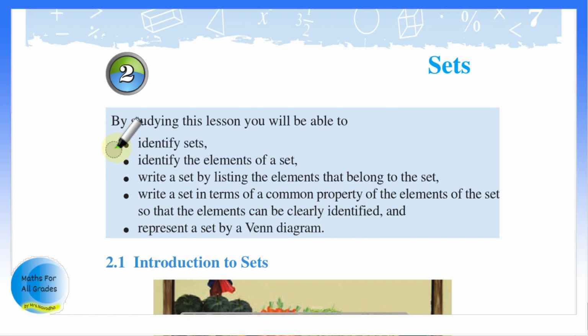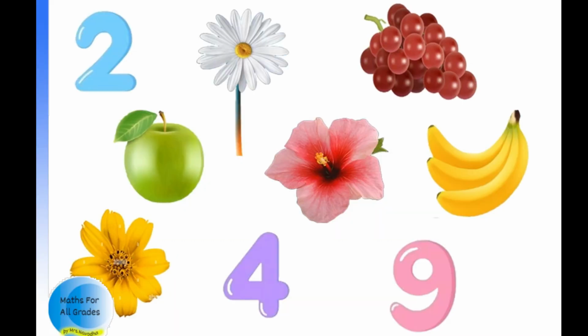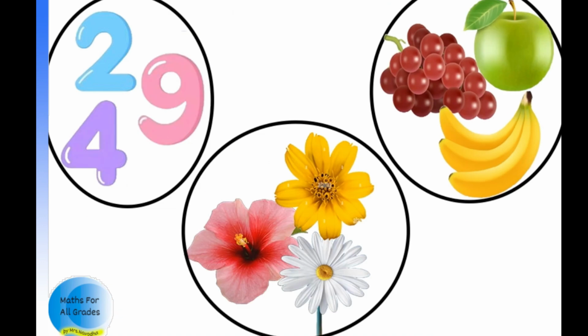First of all, let's learn how to identify sets. Here I prepared a little presentation for you to understand about sets. There is a picture collection. We can see flowers, banana, grapes, several numbers and an apple. Now let's categorize these objects into groups. So there is a flower group, fruit group and number group. So there are three groups, or you can say there are three sets here.